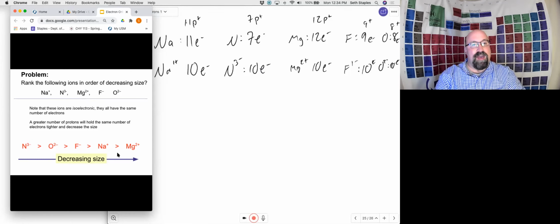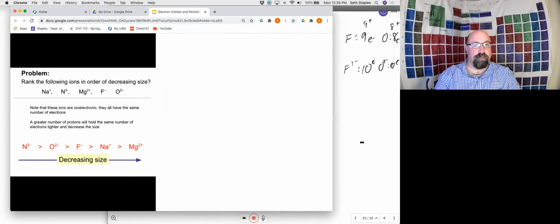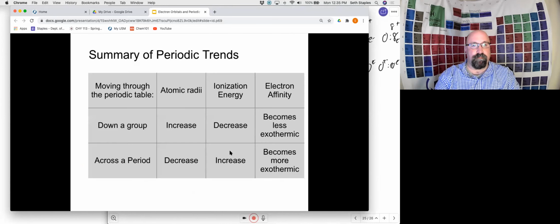And so whenever you have what we call an isoelectronic series, an isoelectronic series is just a series of atoms or ions that have the same number of electrons. In an isoelectronic series, your size will decrease as your atomic number increases. And that should just make sense if you really kind of think about it. Just think about the structure of the atom.